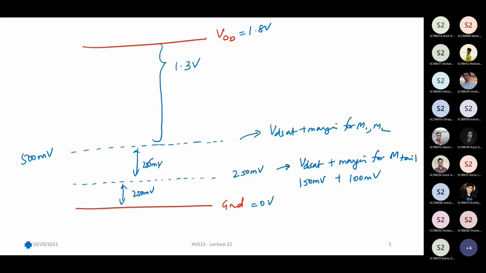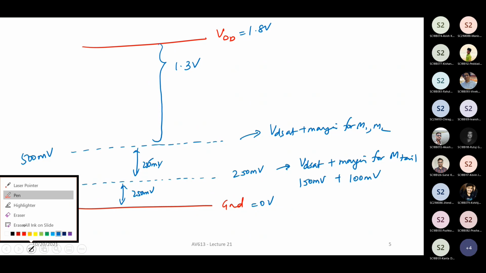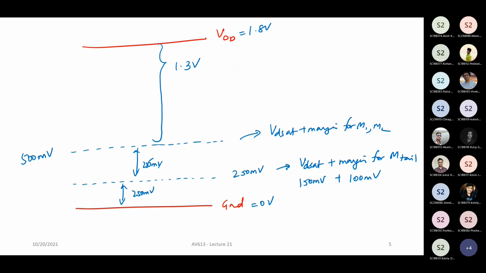Now, where should you put your output common mode voltage? It should be in the middle of this 1.3 volt swing, which basically means that 1.8 minus 0.65, what do you get? You get 1.15, correct?